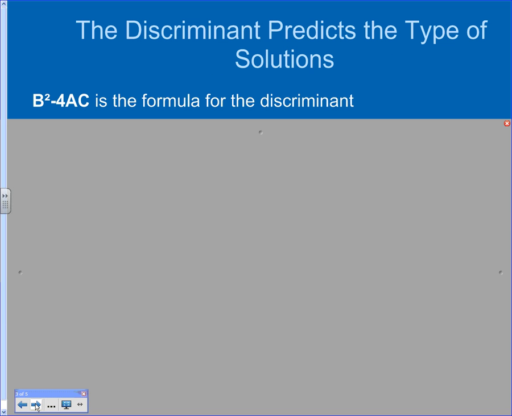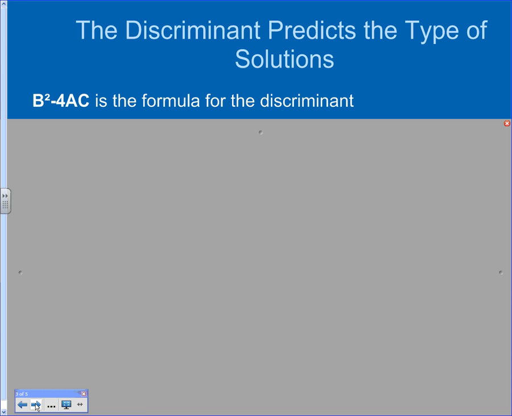B squared minus 4AC. That's where you find your discriminant. Where is that from? Quadratic formula. More specifically, what part of the quadratic formula? The square root part. We're only looking at the part under the square root.